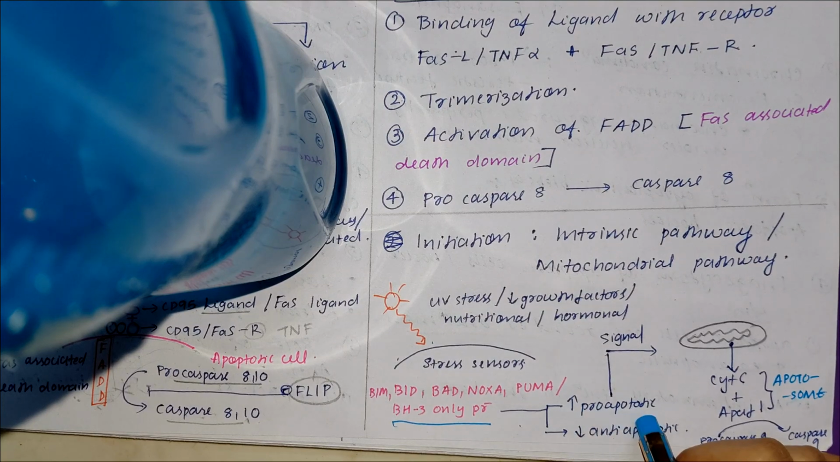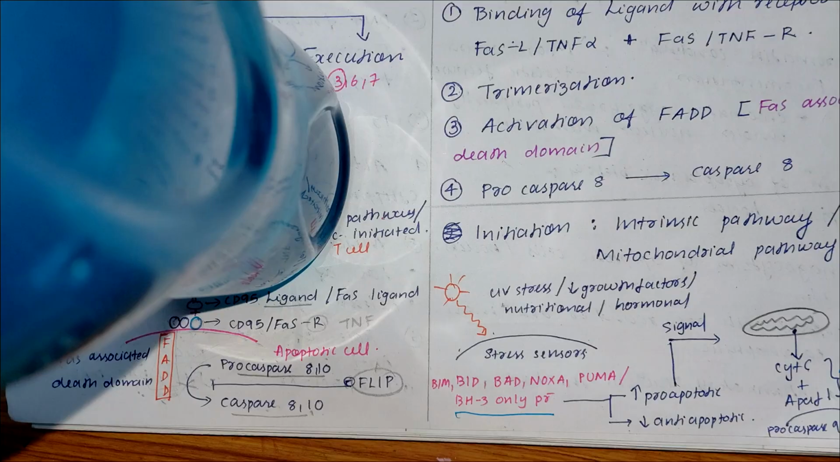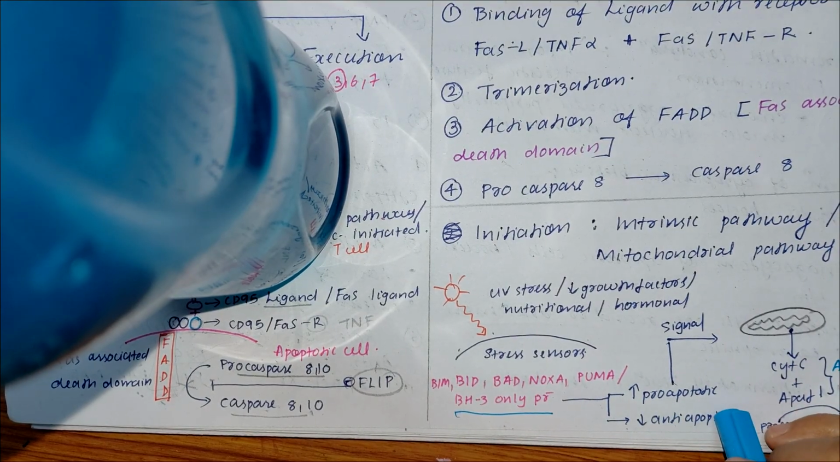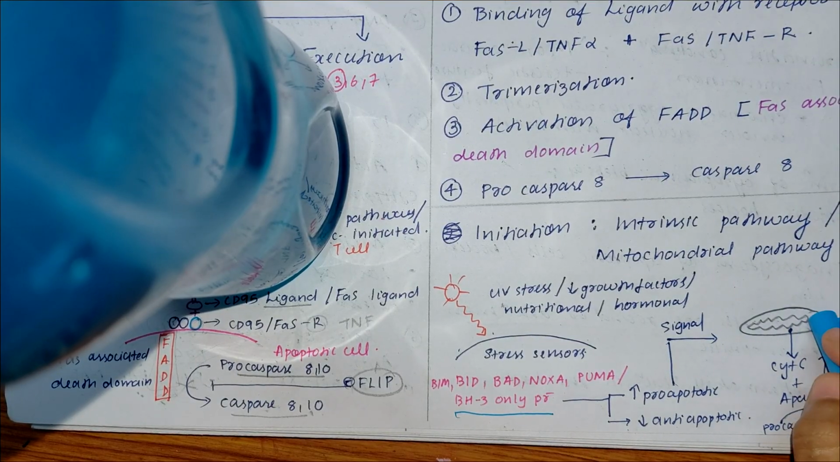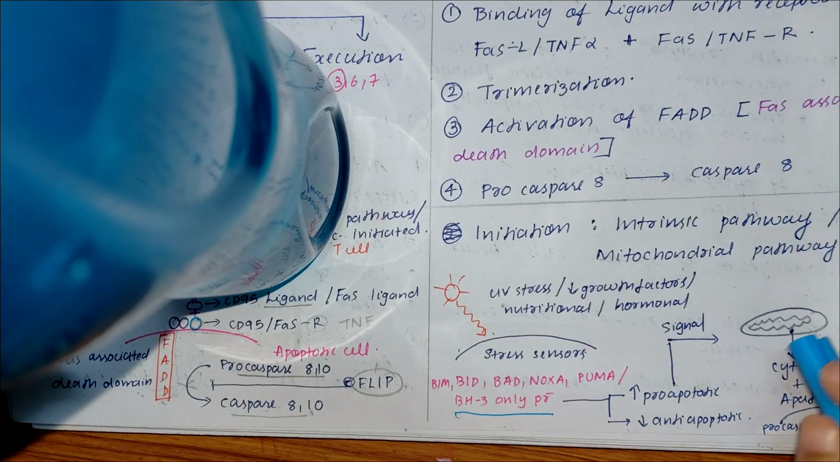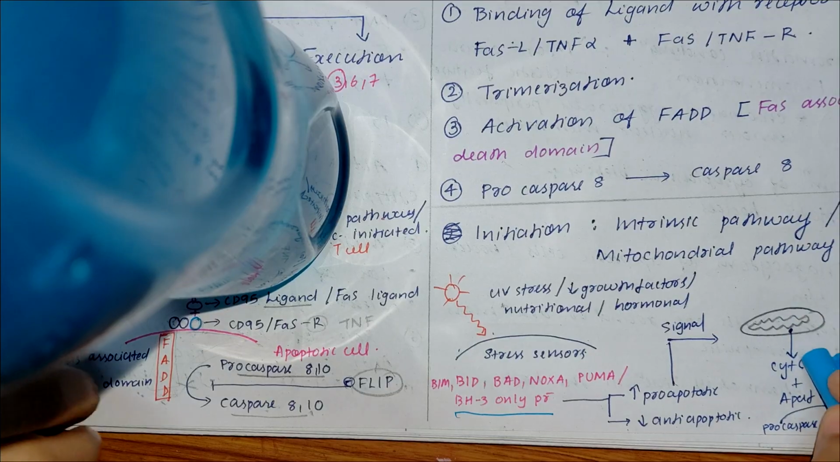Yeah, so it will increase the pro-apoptotic factor and decrease the anti-apoptotic factor. Sorry for the interruption. So it will increase the pro-apoptotic factor, which will give a signal to this organ. What is this? It's a mitochondria. Just forgive my drawing. And so this signal will be reaching the mitochondria.